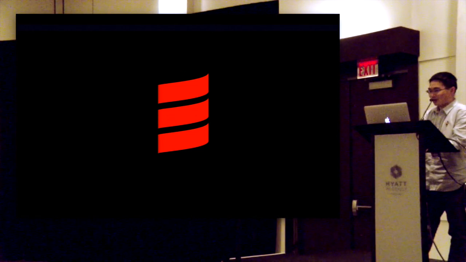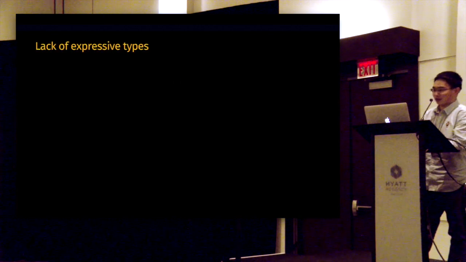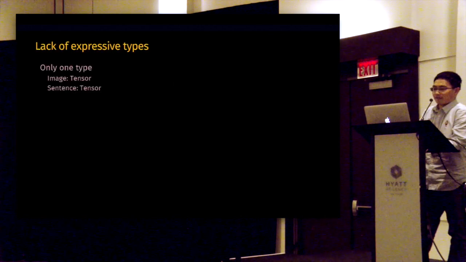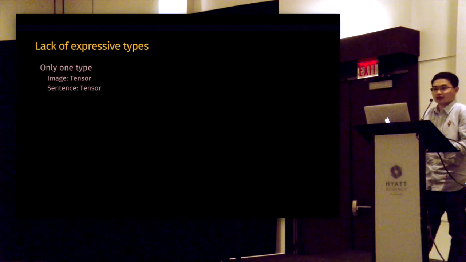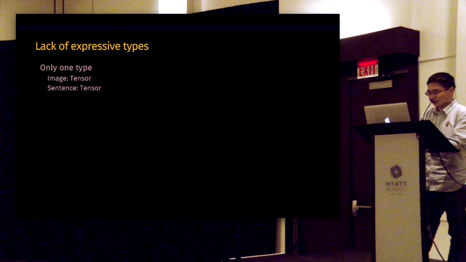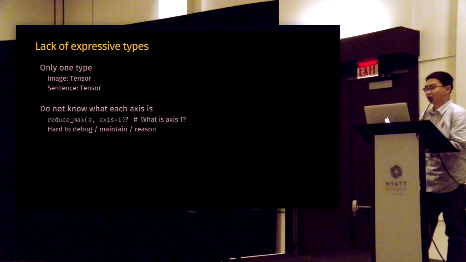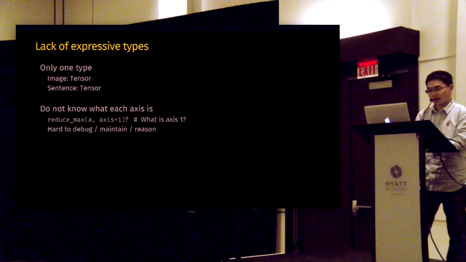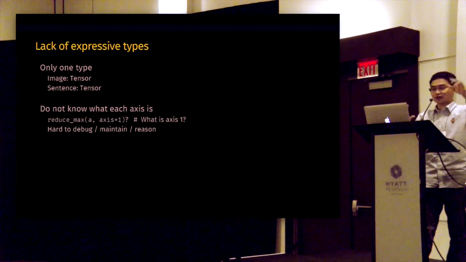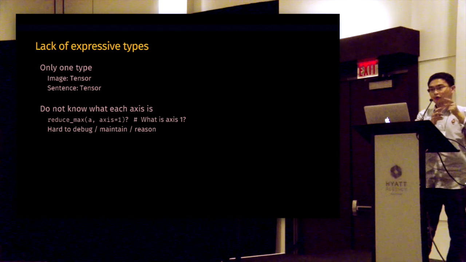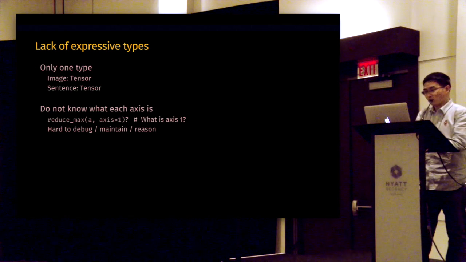The reason why we don't like Python but we like Scala is because Python lacks expressive types. Images or sentences in these Python libraries all belong to just one type called tensor. This is not really fun to us, and we do not even know what each axis is. So this is a line of code using Google's TensorFlow. We use reduce max. A is a tensor, reduce max, axis equals 1. This means we have a 3-dimensional tensor. We want to do a reduction over the first axis. But what is axis 1? We just don't know. You have to remember that clearly.